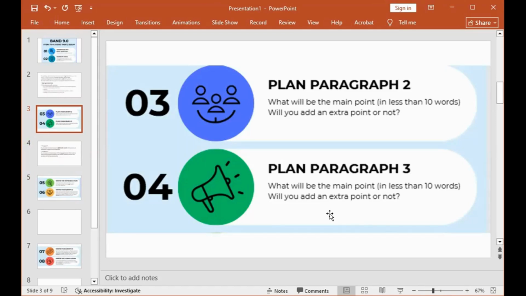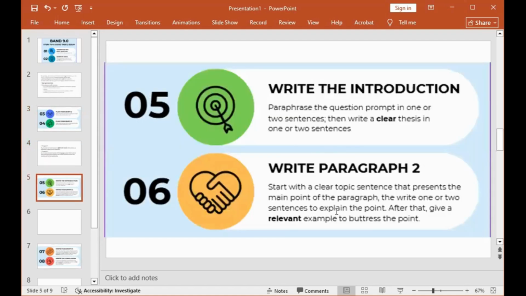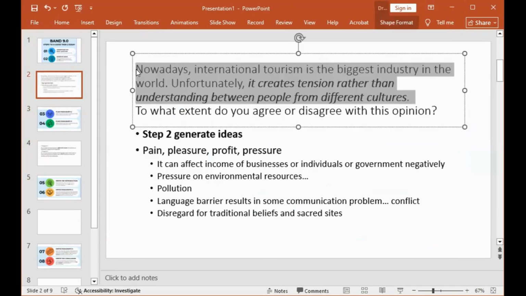When we say start the essay, what we are saying is start paragraph 1, write paragraph 1. So let's look at paragraph 1 now. What do we do in paragraph 1? In paragraph 1, we do two things. We paraphrase the question prompt and we write our thesis.